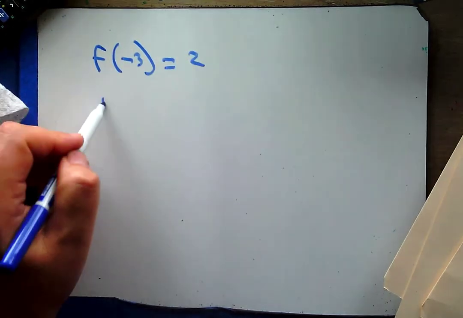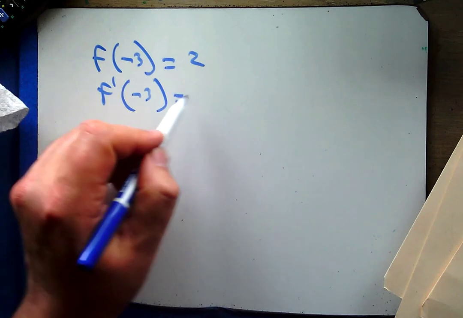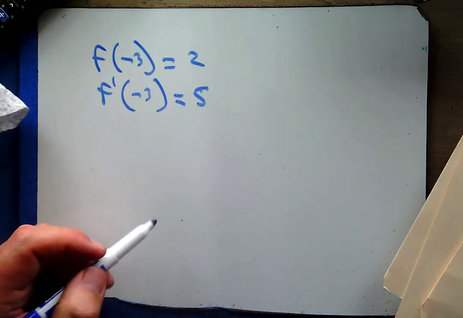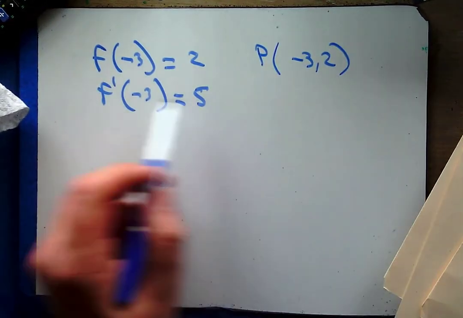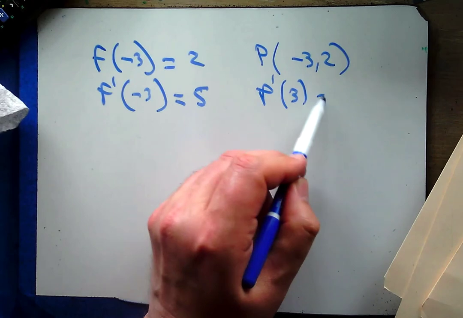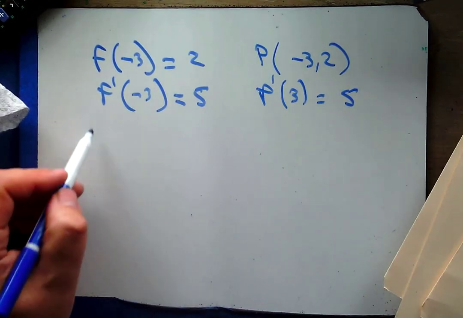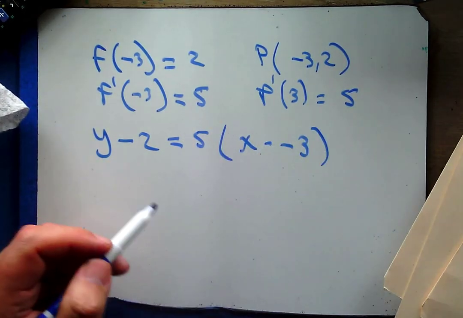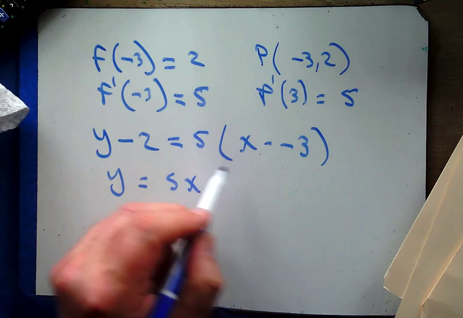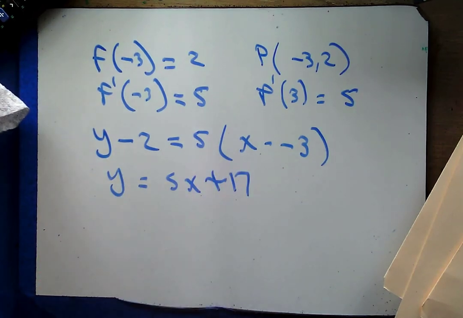Station 5. Find the equation of the tangent line to y equals f of x at the point where x equals negative 3 if f of negative 3 equals 2 and f prime of negative 3 equals 5. And we're writing the tangent line. Well, look. Here's our point. And here's our slope at that point. So, my tangent line equation: y minus 2 equals 5 times (x plus 3). Of course, you can simplify, but I don't recommend it.